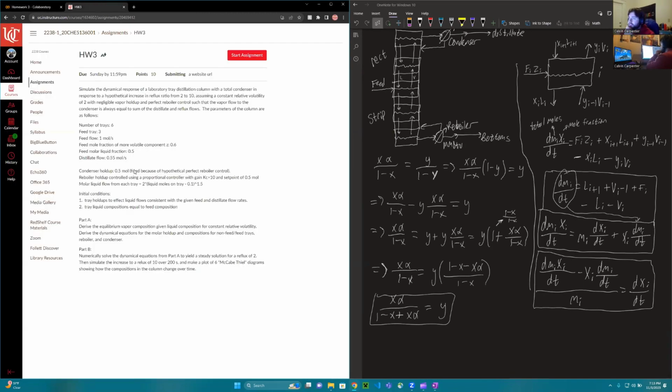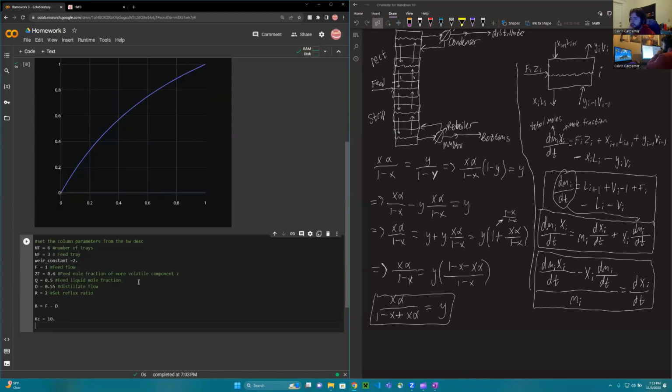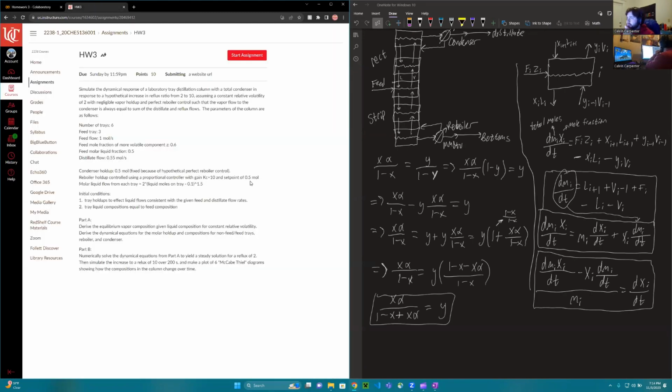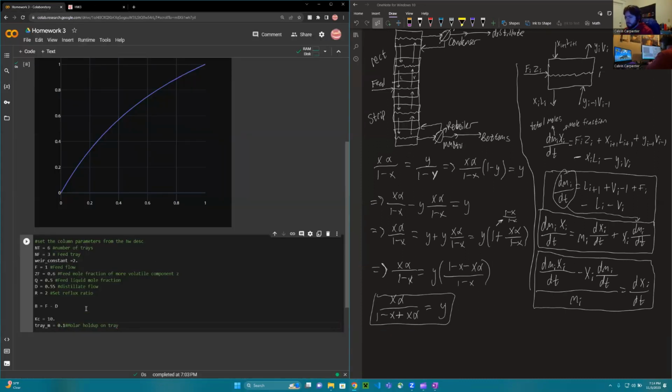And then our KC, which is right here, is going to be equal to 10. So molar holdup on tray, and let's set that variable equal to tray underscore m. Let's set that equal to 0.1. Have our molar holdup on the tray.